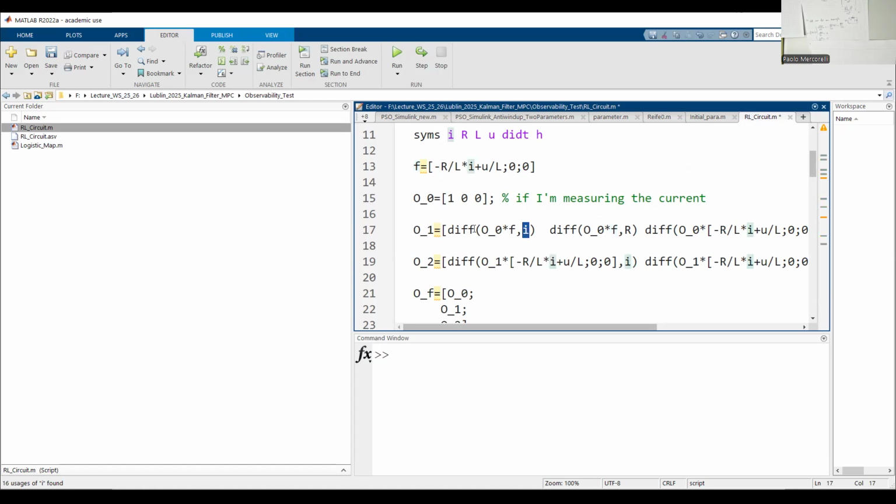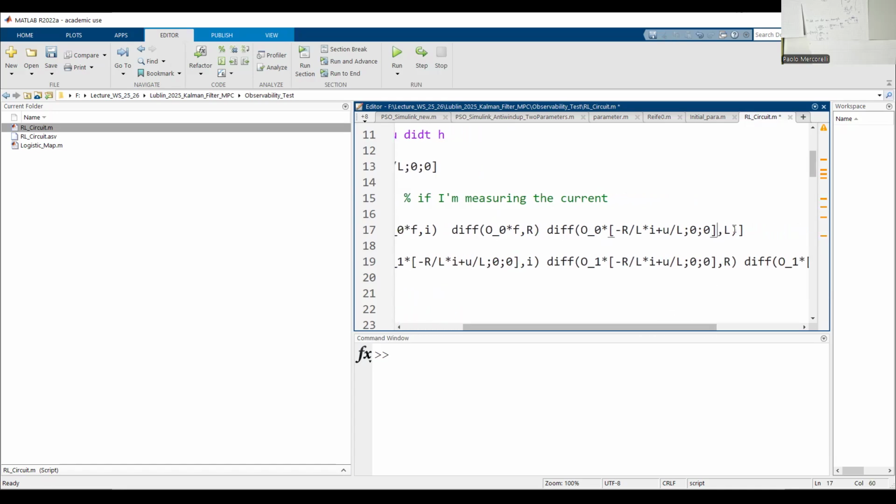I mean, diff is the function in MATLAB, which consists of 2 arguments. The first one is the scalar function, which must be differentiated with respect to I. Here is the same scalar function, but differentiated with the second variable. I mean, I am building the gradient, and the function is always the same. Once with respect to I, the second component with respect to R, and the third one with respect to L.